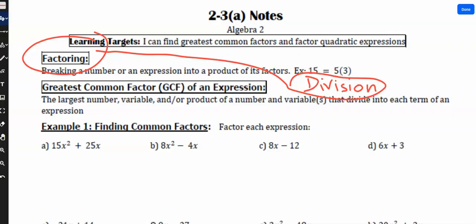So for instance, one of the things that we look for is what's called a greatest common factor. Sometimes it's a number, sometimes it's a variable, sometimes it's a combination, what we call a product of numbers and variables. That would mean you would have something like a number and a variable multiplied together. Like for instance, in the first one, I noticed that both of them have not only a 5, but they also have an x in common.